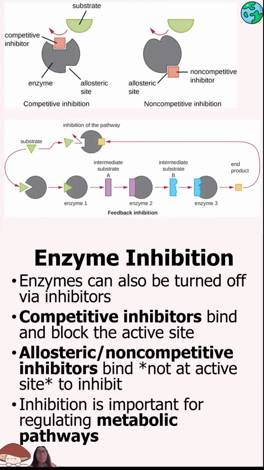And so this is a really efficient way for cells to regulate their metabolic pathways because they have the metabolic pathway, it's active, and then once they're done producing whatever it is that they need to produce, that product is what actually inhibits the cycle from continuing, which is super efficient.